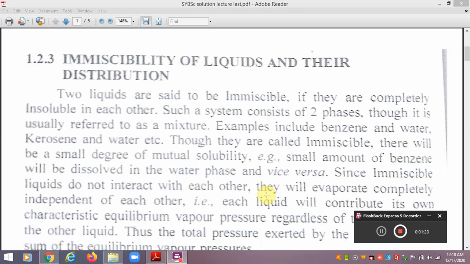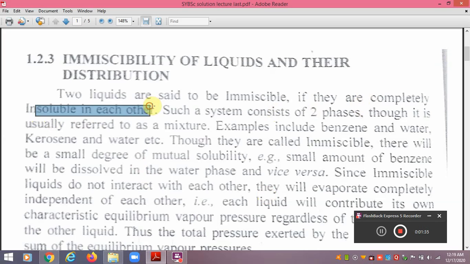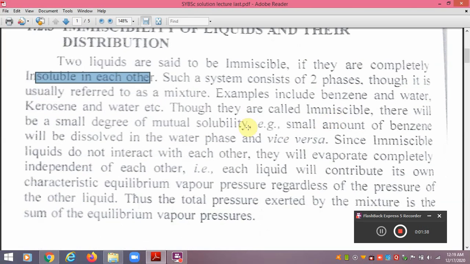Dear friends, today in this part of the video we are going to talk about the immiscibility of liquid pairs and their distribution. Here the two liquids are said to be immiscible if they are completely insoluble in one another, hence the system will consist of two phases. Examples are oil and water, or kerosene and hot water. There are different examples like these which are completely immiscible, though there may be a small degree of mutual solubility.